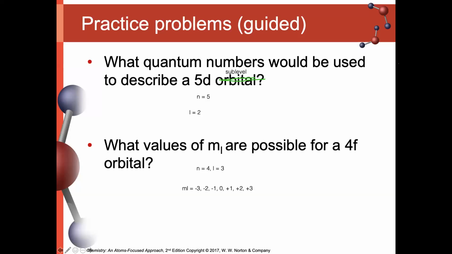In the case of the previous one, if we had drilled down to m sub L, there'd be 5 different values possible for that because we'd be going from -2 to +2. So you just got to be real careful about knowing what the question is asking when you get down into that. All right, any other questions? No. All right.